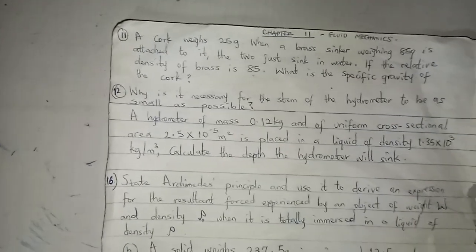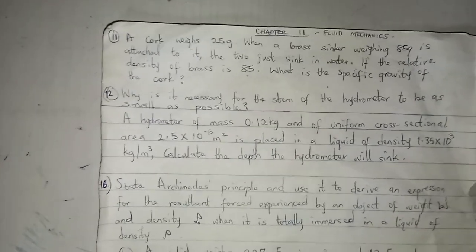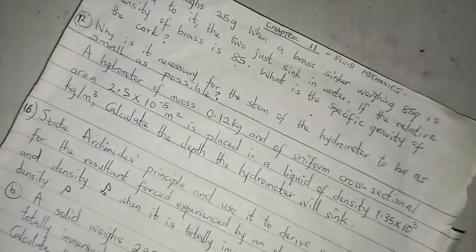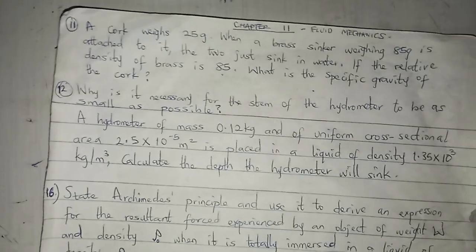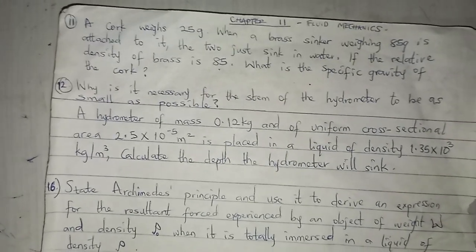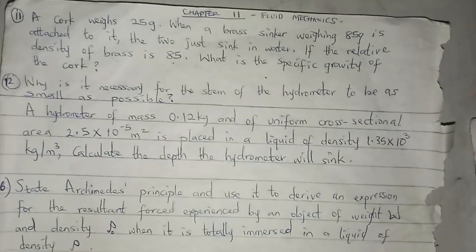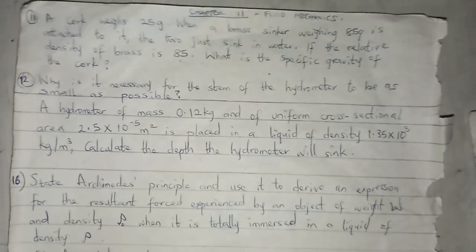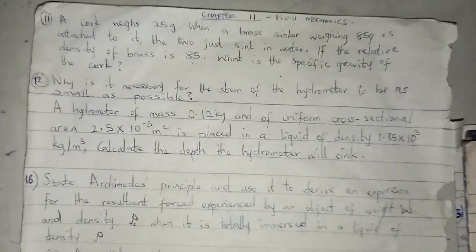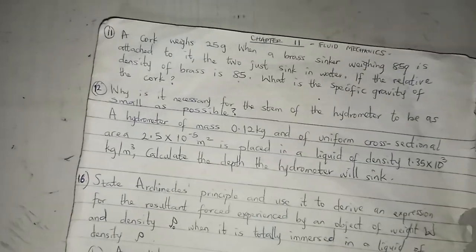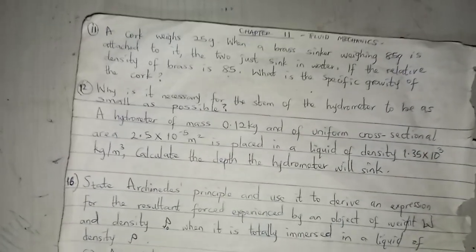So let's move to the question part. That is why we're here. They say the hydrometer of mass 0.12 kg, a uniform cross-sectional area 2.5 times 10 raised to the power minus 5 meters square is placed in a liquid of density 1.35 times 10 raised to the power 3 kilogram per meter cube. Calculate the depth of the hydrometer. You always need to know that depth is either talking about length or height whenever you see that depth.